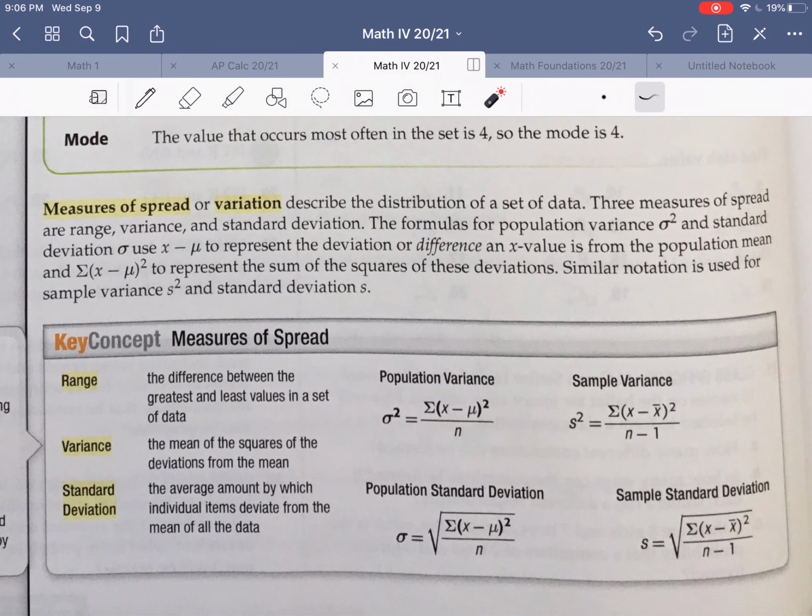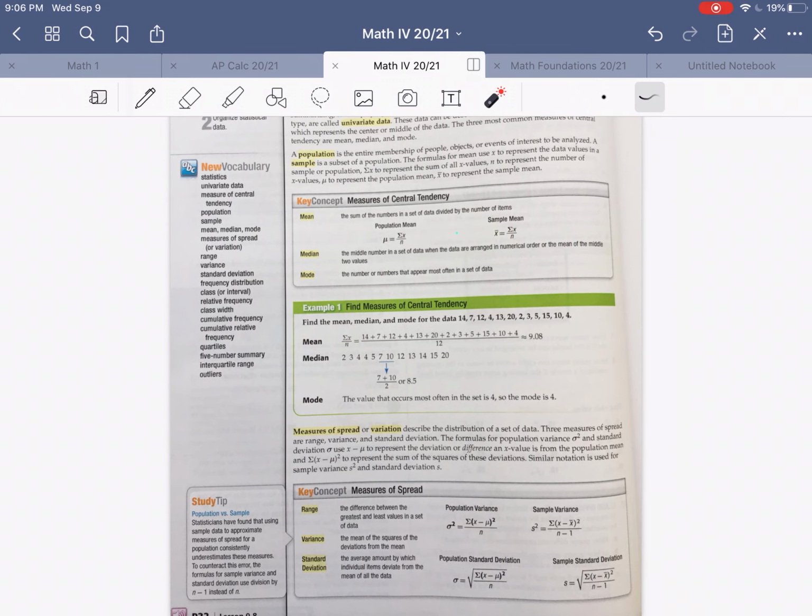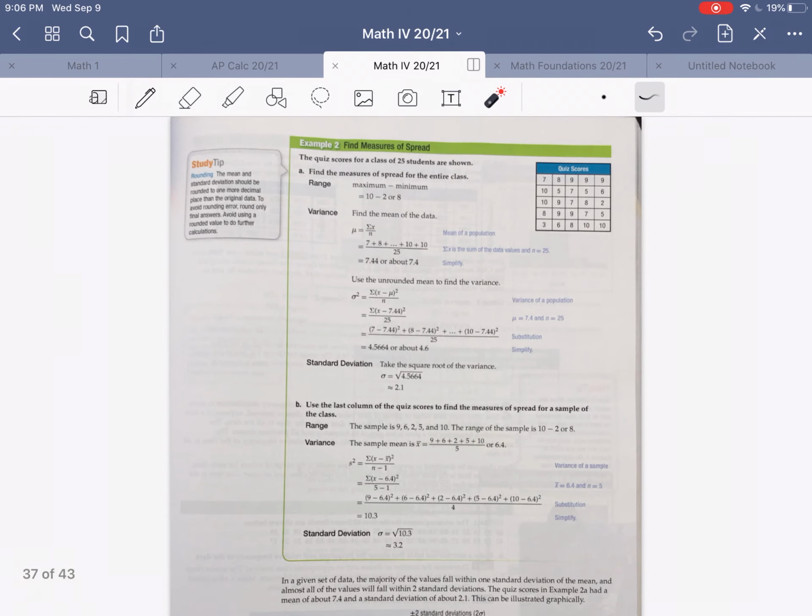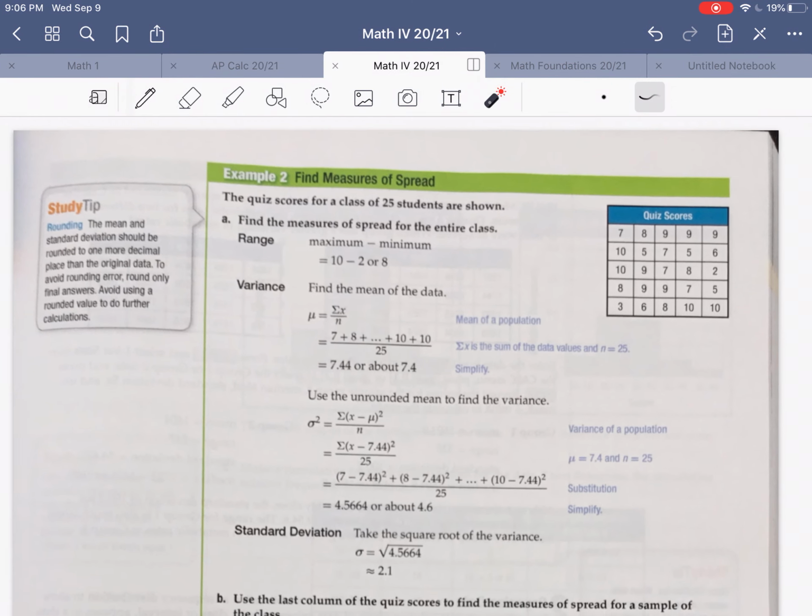And then your standard deviation is the average amount by which individual items deviate from the mean of all the data, which I am literally just reading off of here because I didn't know that off the top of my head. It is just the square root of the variance, or just delta. So delta squared is variance, delta is your standard deviation. And again, both of those will tell you how spread out your information is.